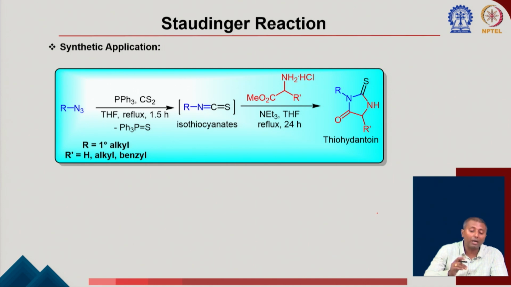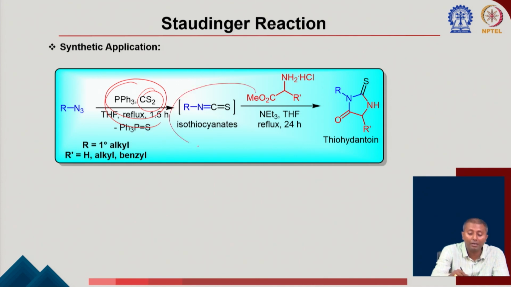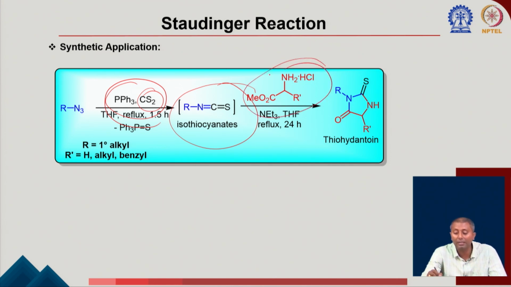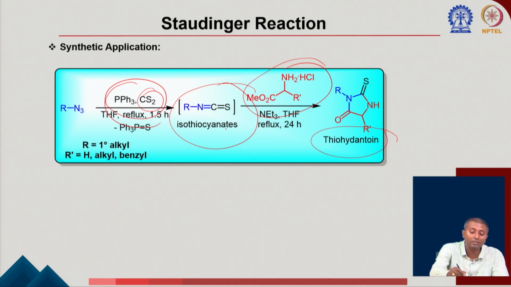Another application: if you use triphenylphosphine with carbon disulfide, you end up forming an isothiocyanate, which, if you treat with an amino acid, can form the corresponding thiohydantoin. So that is another important application of this reaction. Again, the mechanism is very similar: formation of the isothiocyanate happens through first forming the iminophosphorane, which then reacts with carbon disulfide.